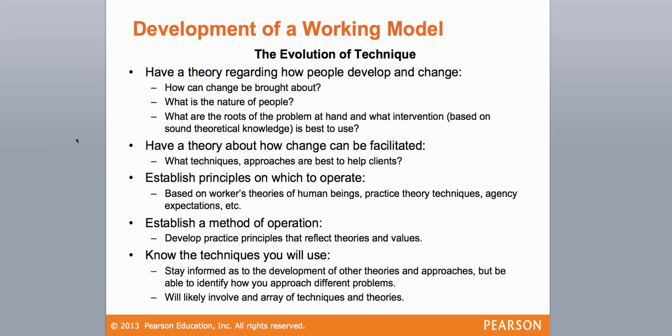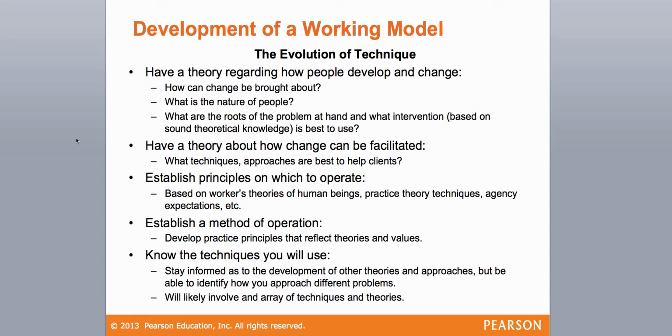Then we have to establish a theory regarding how people develop and change. What has to happen in order for that change to occur that I want to participate in? That involves questions about how people function, what people are made of, how we can intervene to help them change, what the roots of the problems are, and what interventions best resolve those specific problems. This all has to be based on, as this slide points out, good theoretical knowledge.